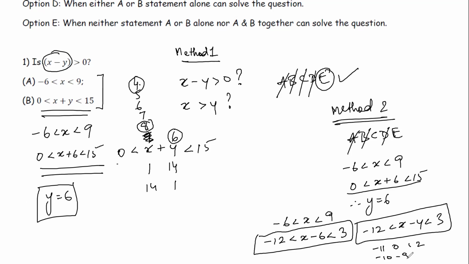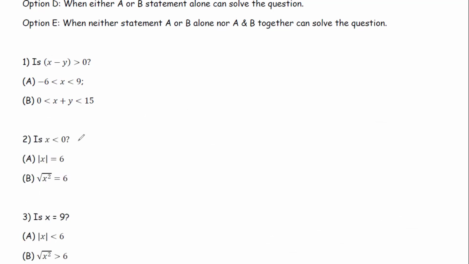minus 10, minus 9 also. All the values between minus 12 and 3 we'll get for x minus y. So is x minus y greater than 0? Yes, if it is 1, 2. No, if it is negative. So that's method 2. So basically a yes-no situation. So the answer is E again. Okay, moving on to question number 2.